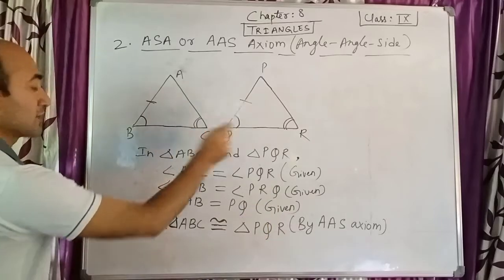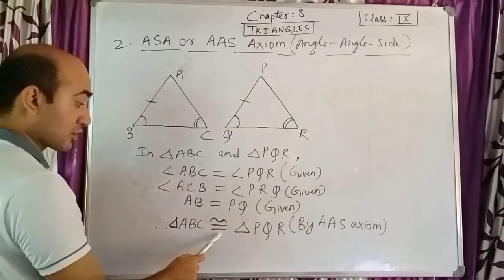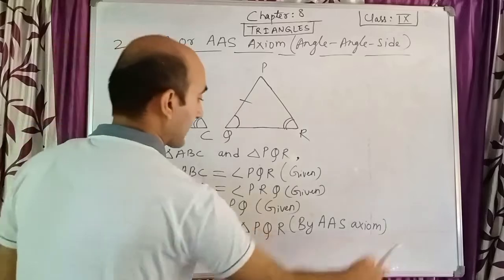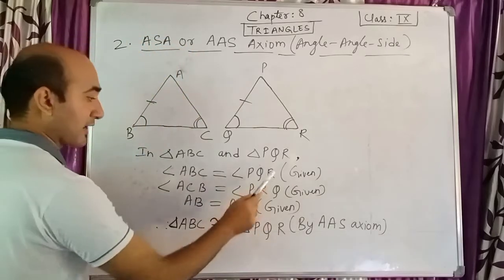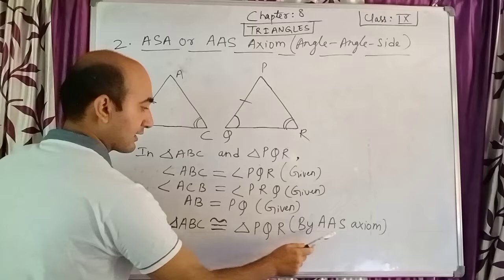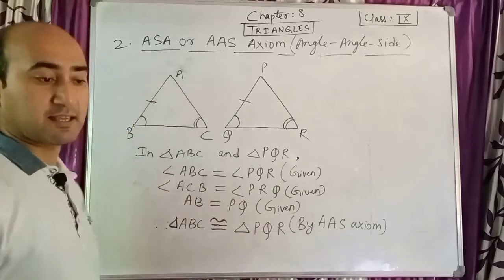So we can say these two triangles, triangle ABC is congruent to triangle PQR by the angle angle side axiom, because there are two angles and one side. So angle angle side, that means AAS.